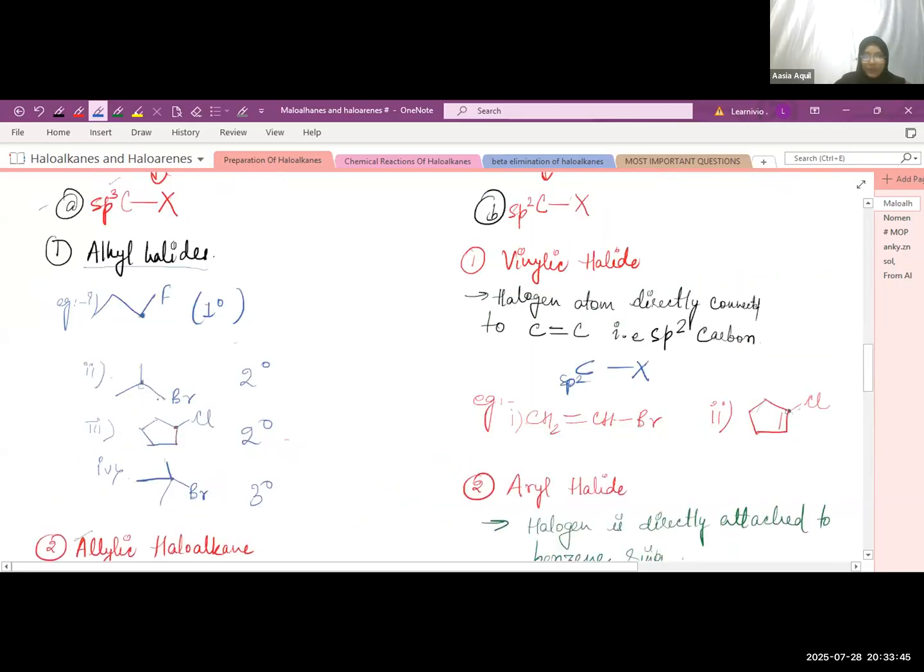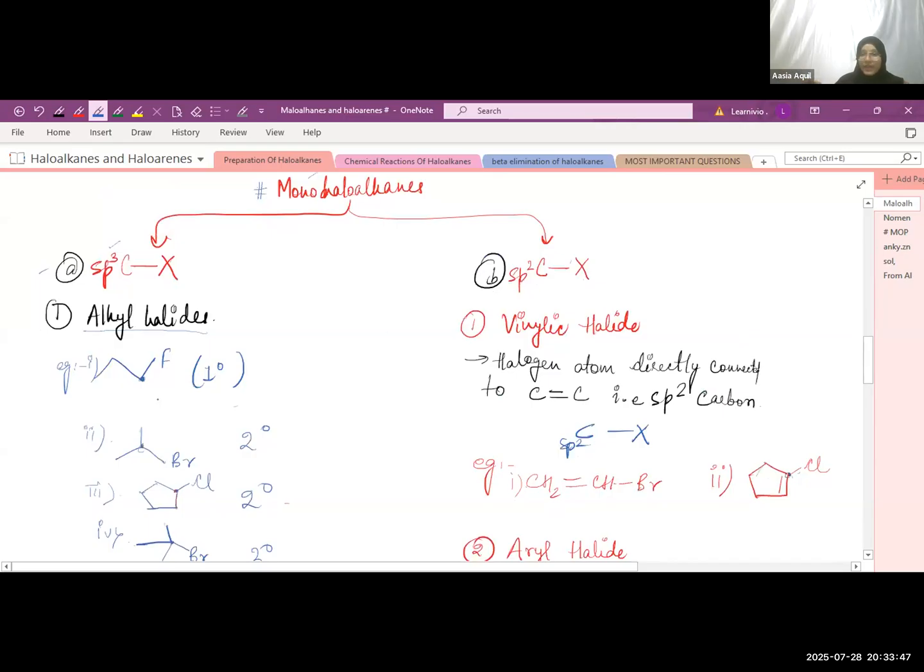Now see the second type, when the halogen is directly attached to an sp2 hybridized carbon, right? So according to that, there are two types of halide, vinylic and aryl. Now, vinylic halide is when the halogen atom is directly connected to the carbon-carbon double bond, meaning your sp2 hybridized carbon. So that's the vinylic type.